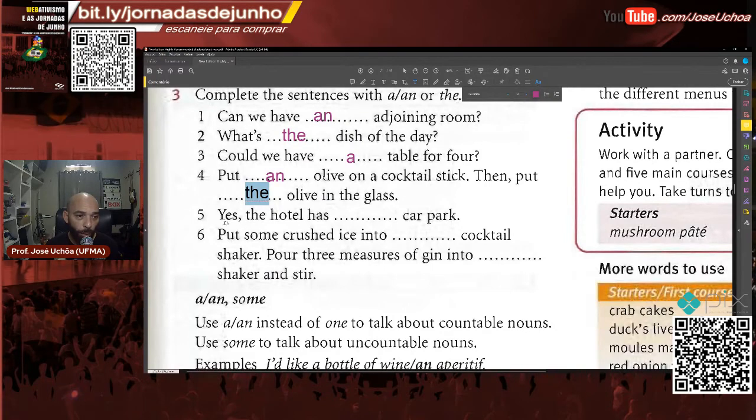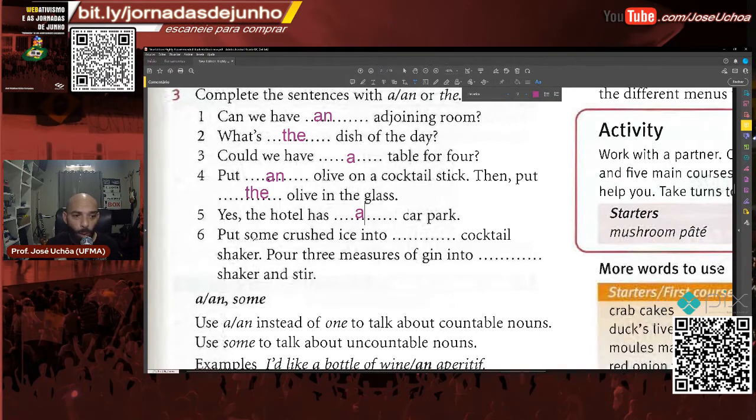In number five, yes, the hotel has a car park. I don't need to be specific here. The hotel has a car park. Why a and not an? Because the word starts not with C, the letter, but with the sound K, car park, okay?